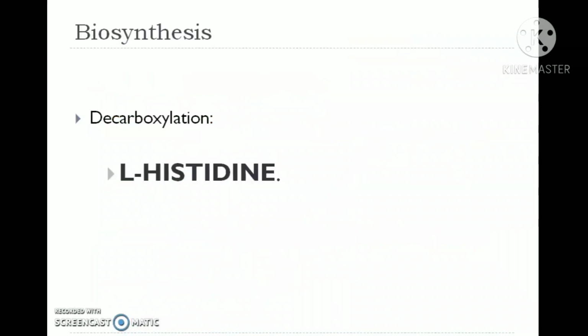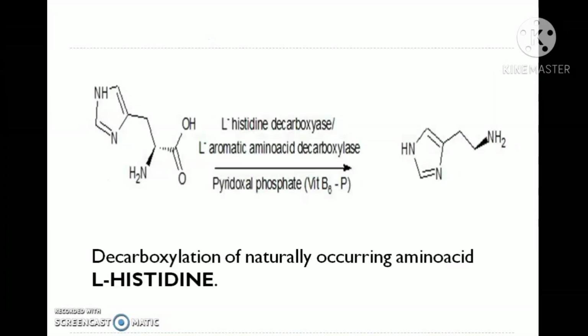Coming to the biosynthesis of histamine. Histamine is biosynthesized in the Golgi apparatus of mast cells and basophils. And the precursor of histamine is L-histidine. It's a naturally occurring amino acid and histamine is formed by the decarboxylation of L-histidine. And the reaction is catalyzed by the enzyme L-histidine decarboxylase. Decarboxylation means removal of carboxylic acid. And the reaction is carried out in the presence of pyridoxal phosphate, vitamin B6 phosphate, to form histamine.